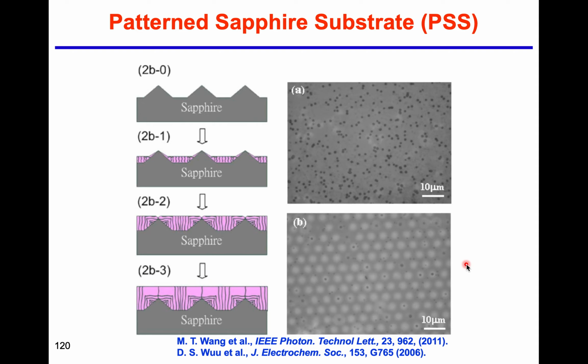So that is the growth image without the patterned PSS. That is with the PSS, and you can see lots of defects in this image, but there are not so many defects here.